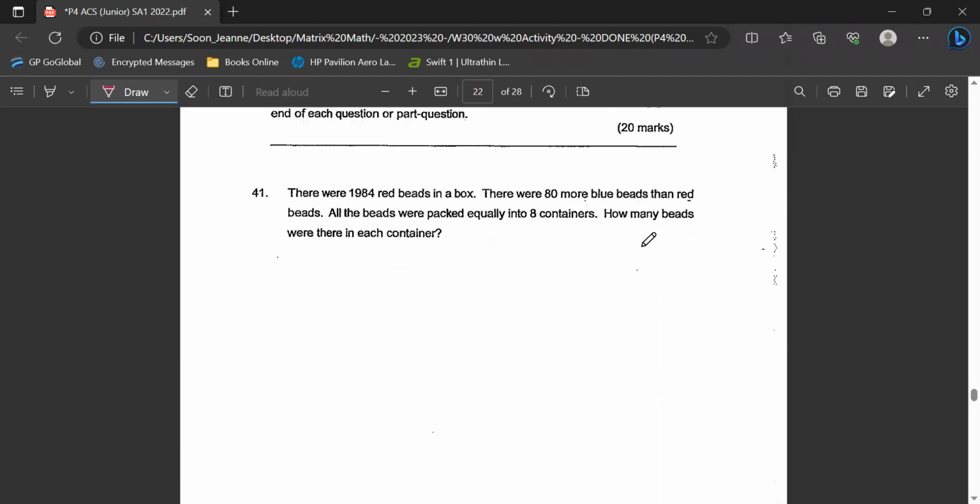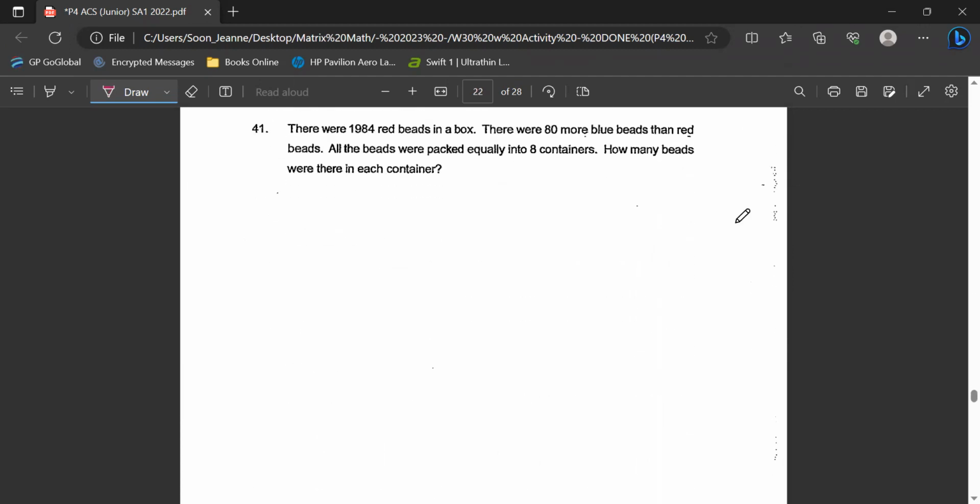Question 41. Okay? So it says here, there were 1984 red beads in a box. There were 80 more blue beads than red beads. All the beads were packed equally into 8 containers. How many beads were there in each container? Very simple. Okay, this is very straightforward. So 1984 red, right? So I'm going to write red 1984. If you realize, I always record whatever I read.